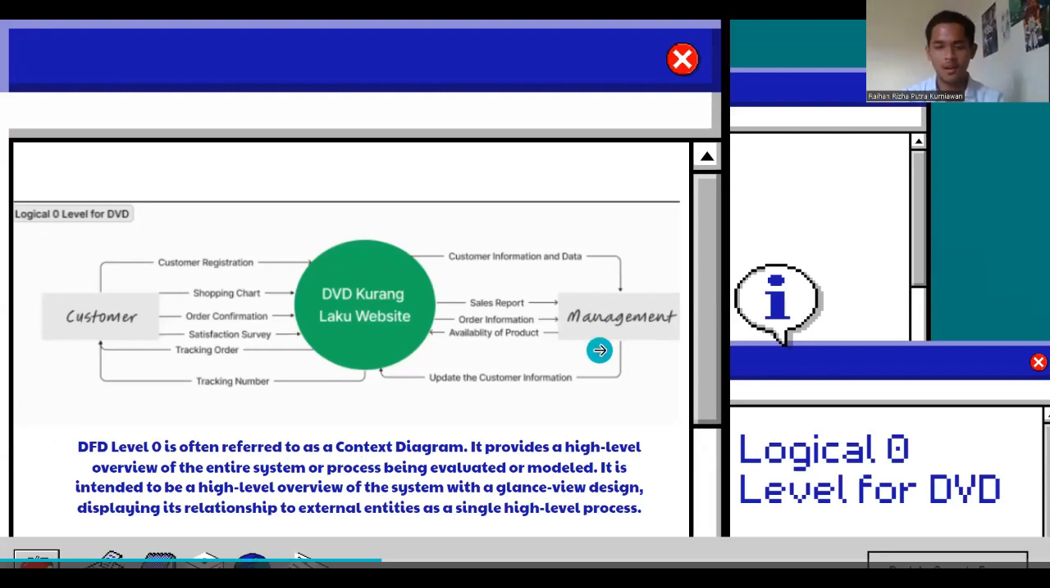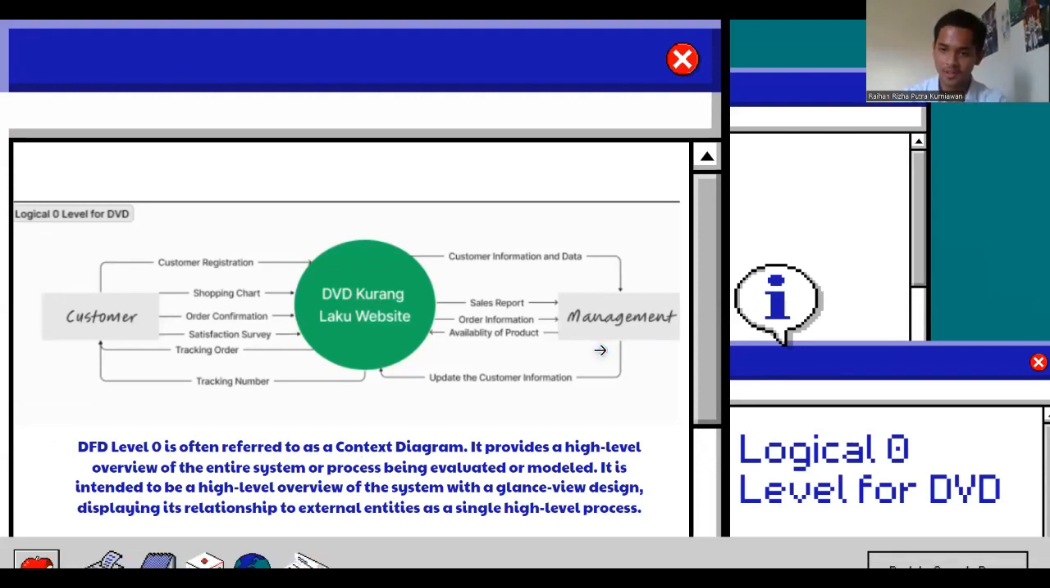Okay, then we're going to talk about the other logical level zero for DVD Kurang Laku, while the other one that Elmer previously mentioned is about the logical system. So it's more about the system of the web or the system design.